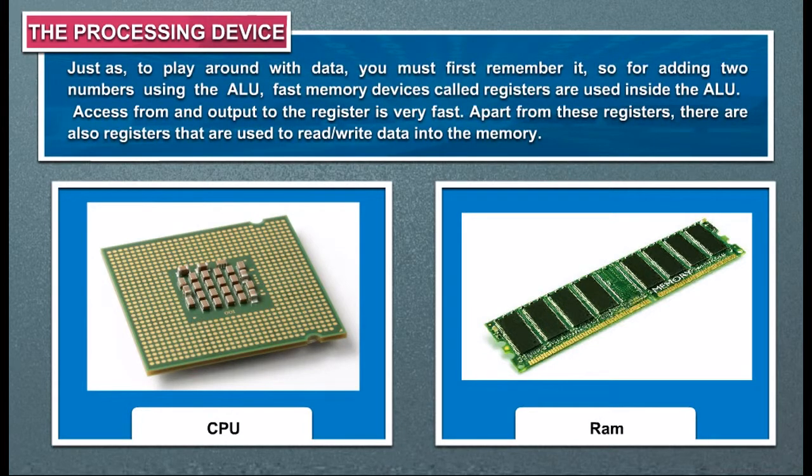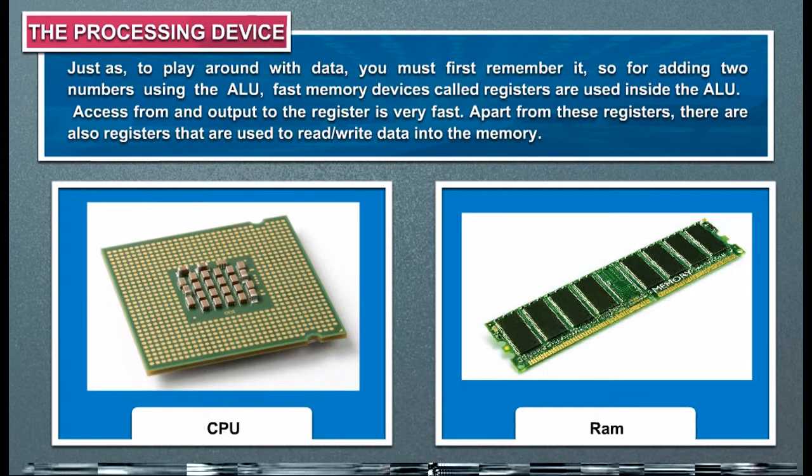Just as to play around with data, you must first remember it. So, for adding two numbers using the ALU, fast memory devices called registers are used inside the ALU. Access from and output to the register is very fast. Apart from these registers, there are also registers that are used to read or write data into the memory.